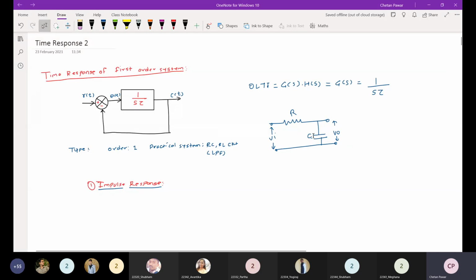So what is the type here? Type is 1, because the number of poles present at origin is 1. And the number of poles in the s domain is 1 only.